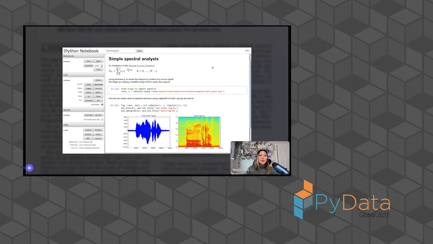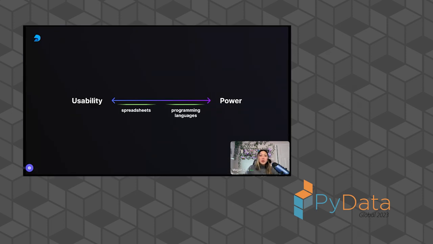But what happened between 2011 and now to make notebooks the preferred format for data scientists? To understand the notebooks of today, however, we have to dive into understanding the trade-off between usability and power that all technical tools encounter.